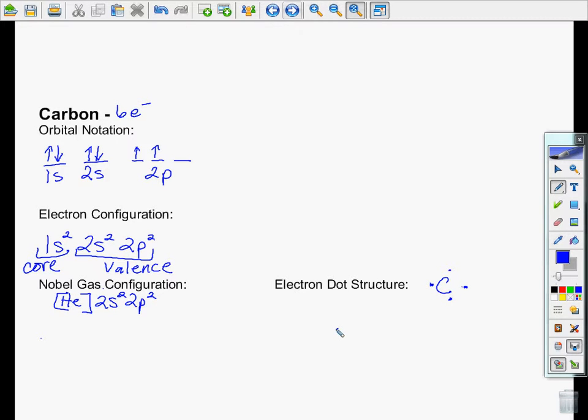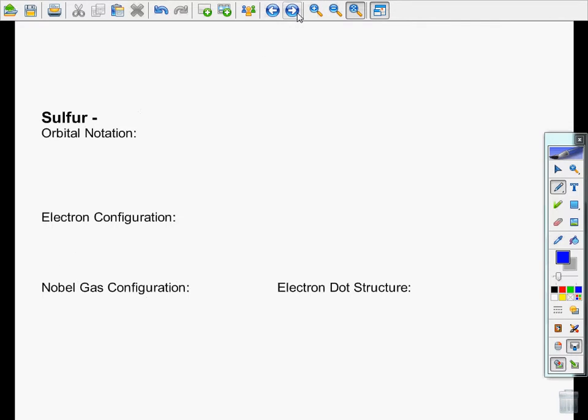Okay, so that's going to be important when we start drawing molecules and bonding atoms together. We can use those dots to show how they interact. So far with carbon. Are we ready for the next example? All right, let's talk about sulfur. Find sulfur.